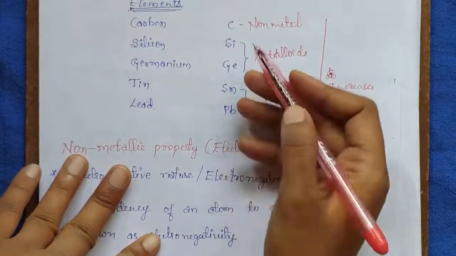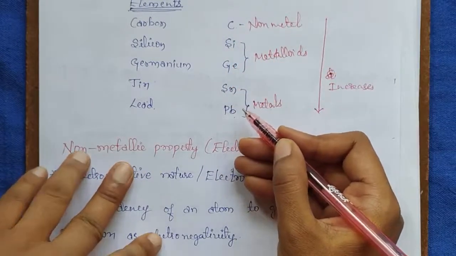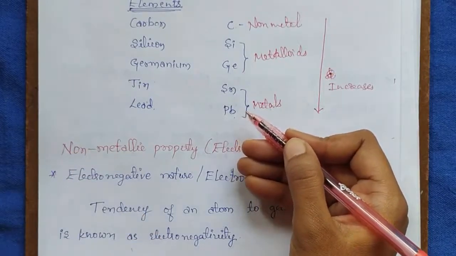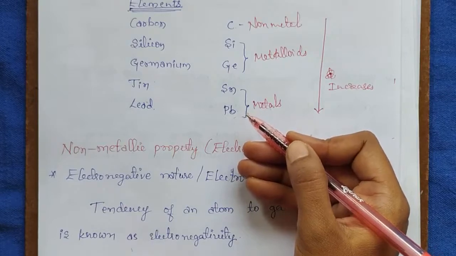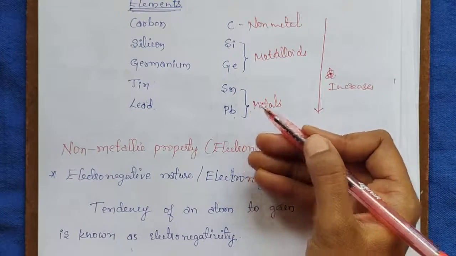As the atomic radius increases from carbon to lead, the distance between the center of the nucleus and the outermost electron increases. So when the distance is more, the attraction between the outermost electron and the nucleus is less. So we can remove the outermost electron easily.